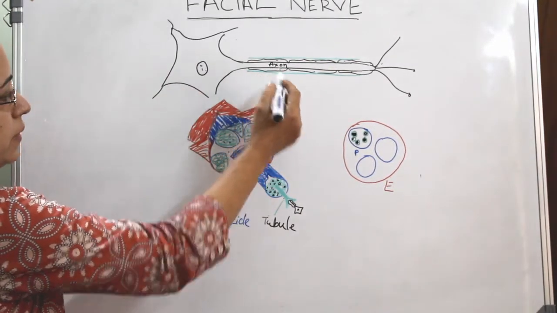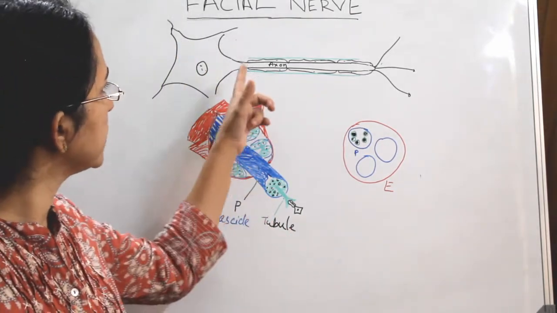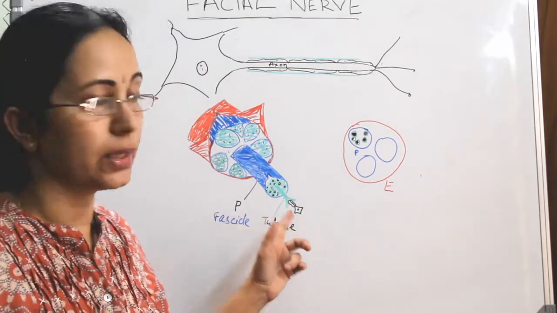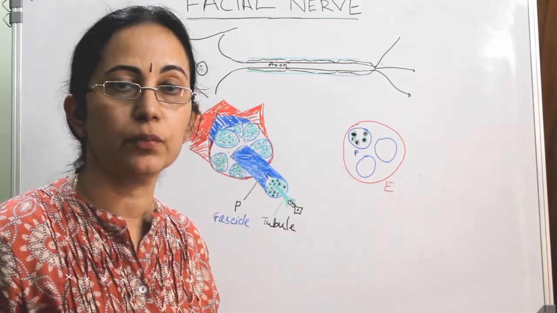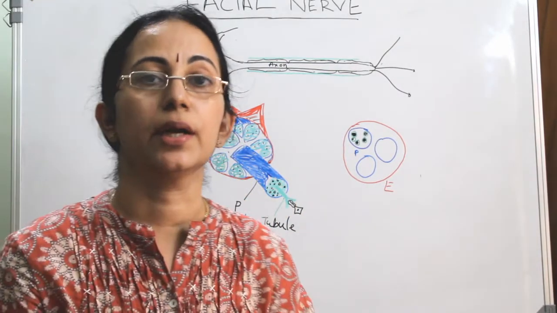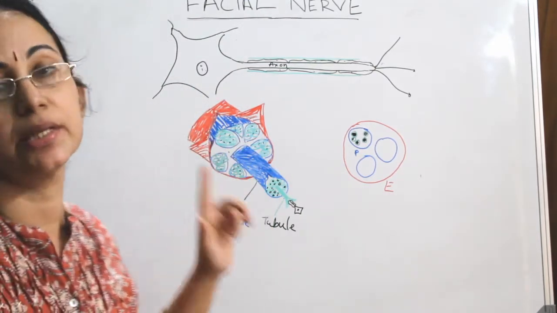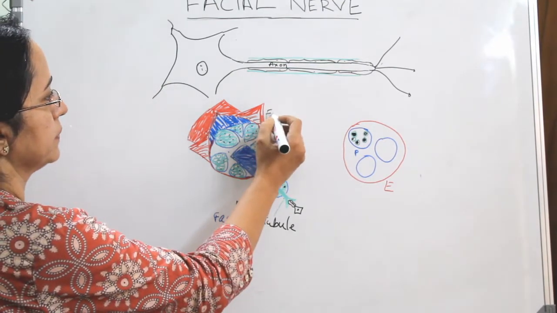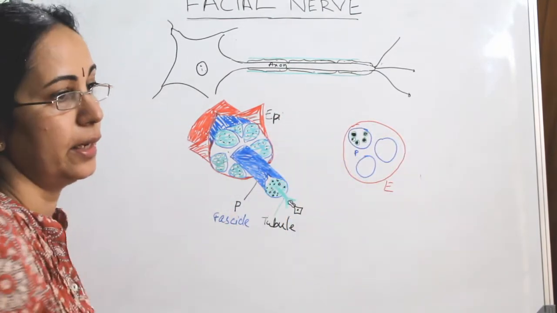An axon covered by myelin secreted from the Schwann cell, and that is covered by a protective connective tissue layer called the endoneurium, forming a nerve tubule, and so many tubules are bound together by the perineurium, forming a nerve fascicle, and so many nerve fascicles form the nerve proper, and the final, outermost nerve sheath is called the epineurium, right? So endoneurium, perineurium, and the epineurium.